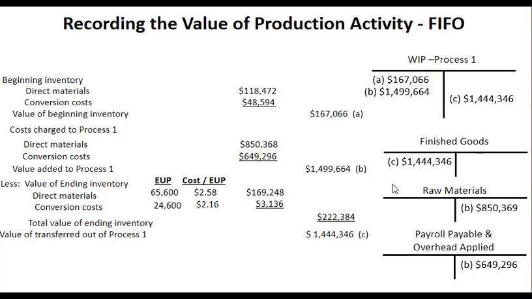$1,445,346. Now, what you can also see is if I take a look at work in process, process 1, I now have a balance when I add my debits and credits together. Work in process is equal to $222,384. So the total value, you can see my ending inventory does correspond to $222,384. So that's the end of the demonstration for process costing for FIFO.